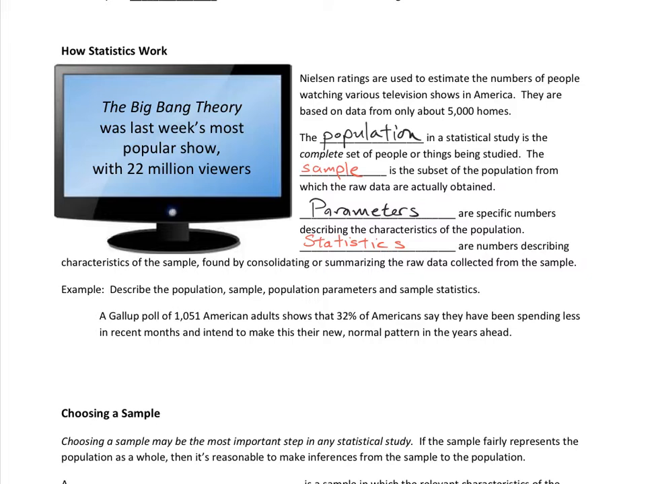One thing you can see here is that population and parameter both start with P. A statistic always goes with a sample. They both start with S. That's one way you can keep them grouped up in your head.